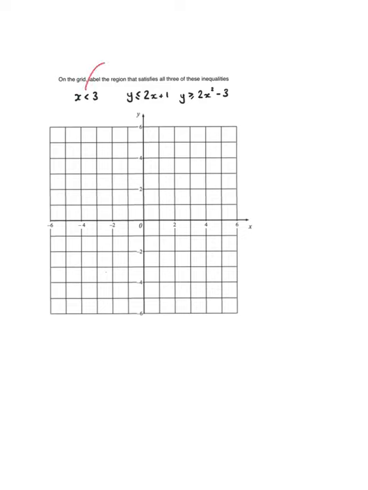We'll go through the same process as before. I'm going to draw the line y equals 3, and it's a dotted line because it's just less than. So I want the place where it's less than, so I'm just going to shade in this part up here.